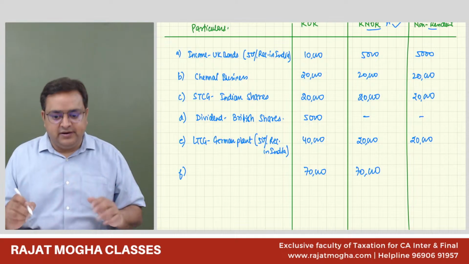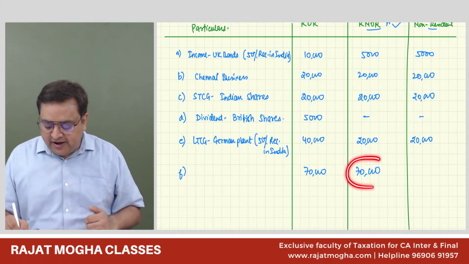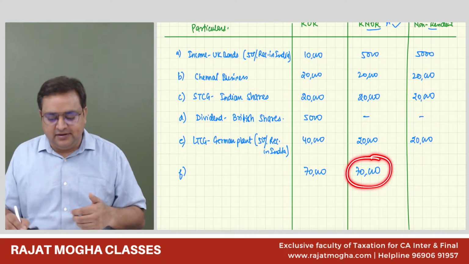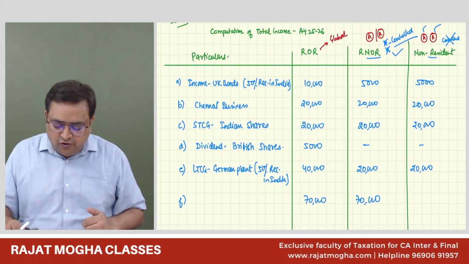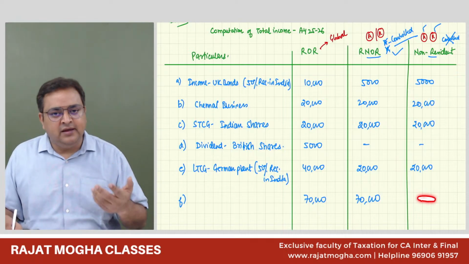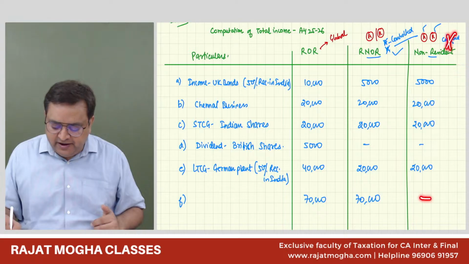No doubt about it. Why here? No problem, global income. Why here? It is not arising in India, not received in India, but it is controlled from India. So for not ordinary, that control word is relevant. And for non-resident, it will not be taxable. Why? Even control from India does not matter, so it will not be taxable.